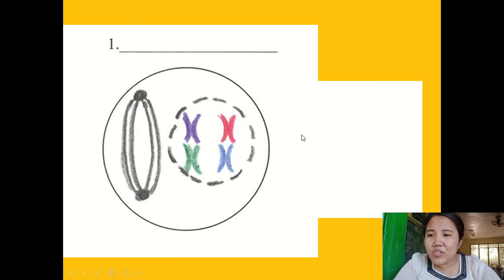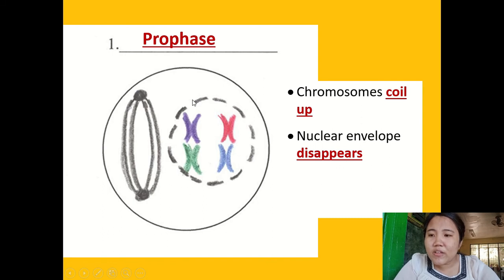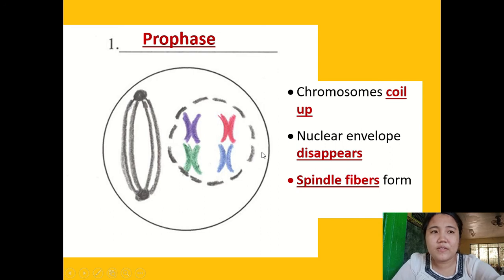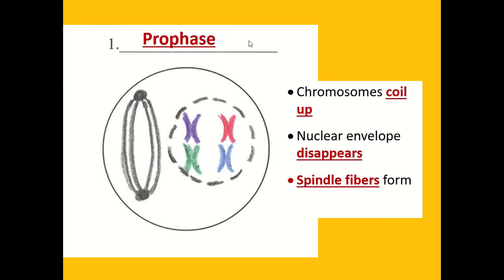So what can you see on the picture? What is happening at this stage? Again, this is the prophase stage. So the chromosome coils up. As you can see in the picture, the histone is coiled up into them. Next is the nuclear envelope. The nuclear envelope is this one. It disappears. The spindle. So I have here prophase. What is happening in prophase? Number one, the chromosome coils up.